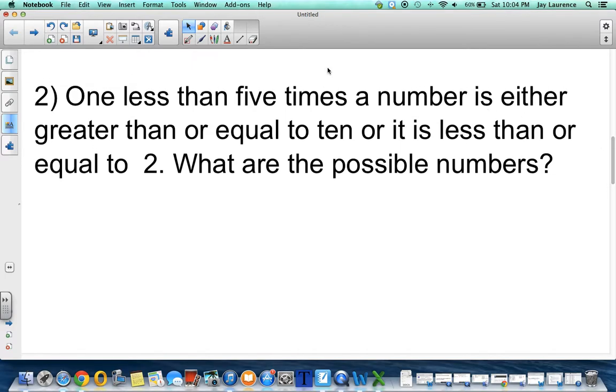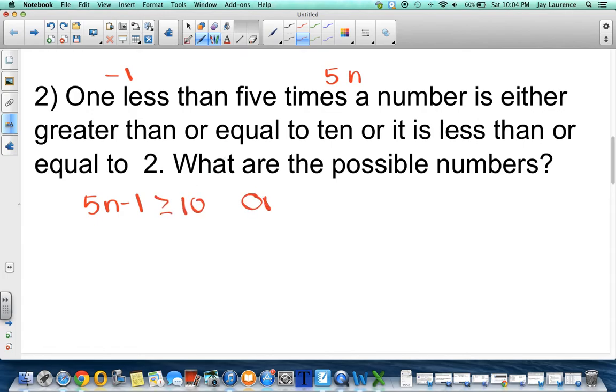And it says 1 less, well, that's minus 1, than 5 times a number. Well, that would be 5n, wouldn't it? So let me write 5n minus 1 is greater than or equal to 10, or, do you see that or there? 5n minus 1 is less than or equal to 2.